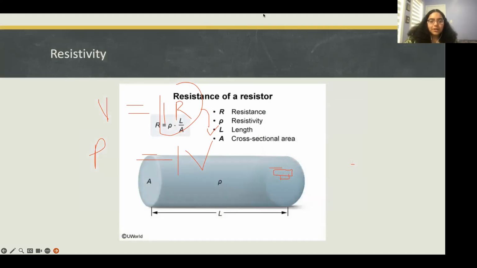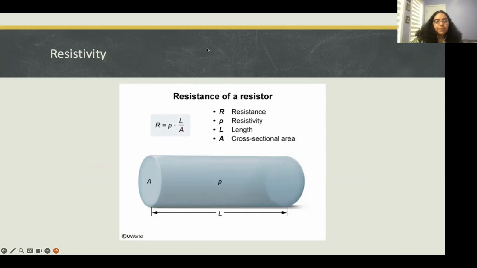And the next part is resistivity. In terms of circuits, you'll just get the resistance value, like 5 ohms or whatever. But if you were to actually figure out what the resistance is, it's based on 3 factors called resistivity, length, and cross-sectional area. Resistivity is inherent to the property of the material, and then length and area are based on how you shape it.